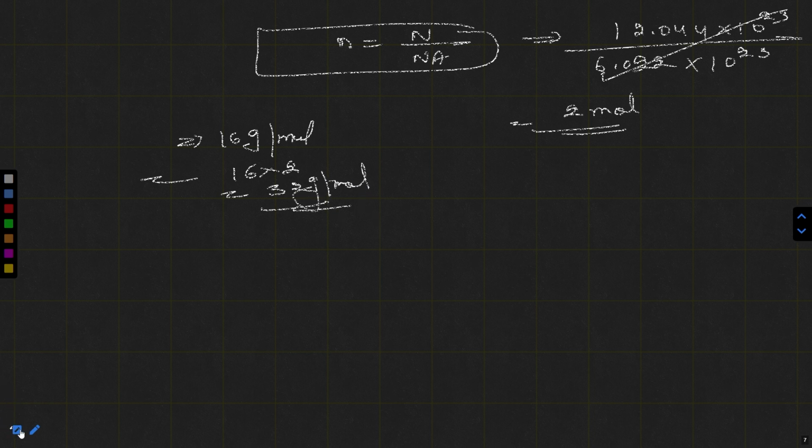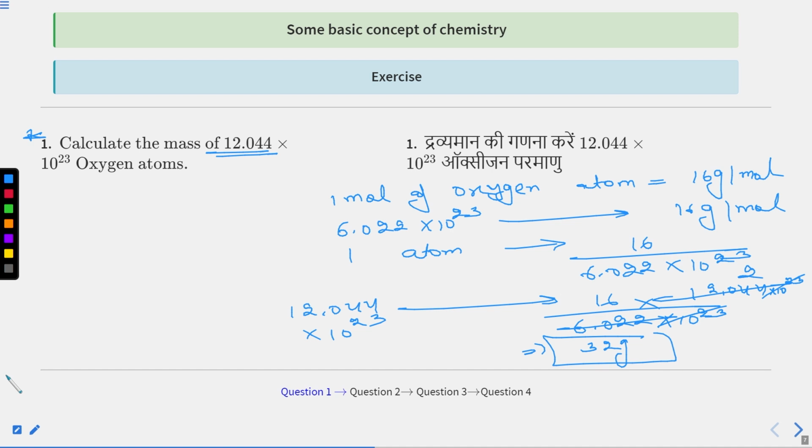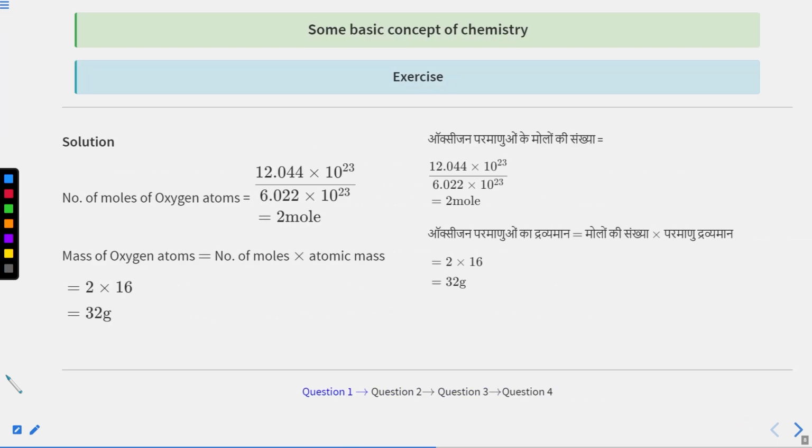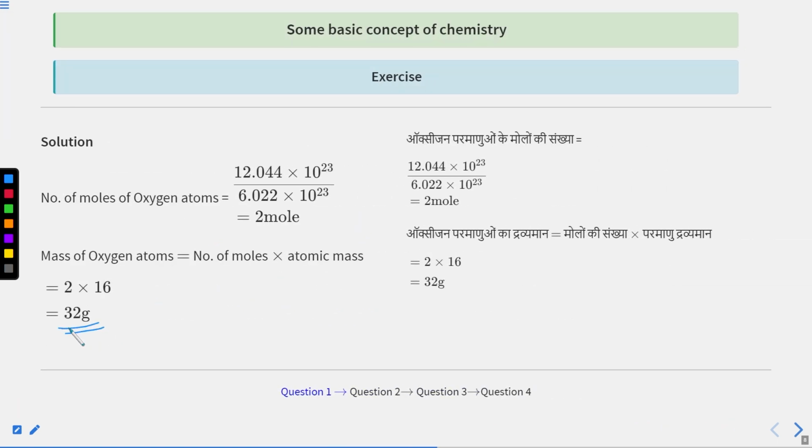32 gram. This is the mass of what? This is the mass of 12.044 into 10 raised to the power 23 oxygen atoms. You can see it would be 32 gram. So you can easily calculate the mass of any particular number.